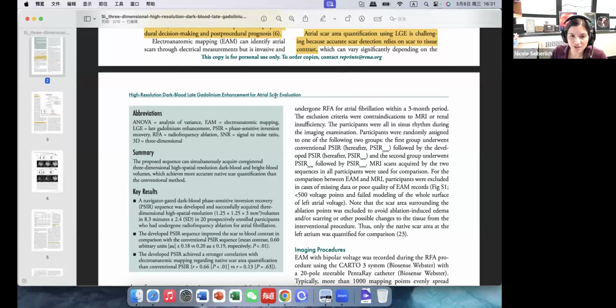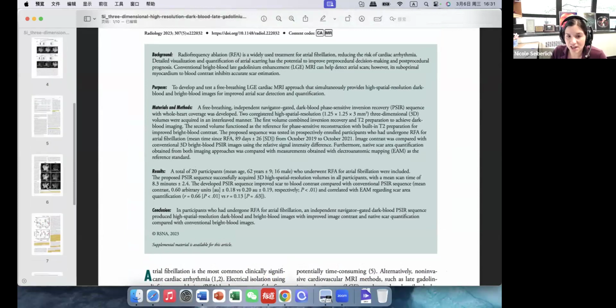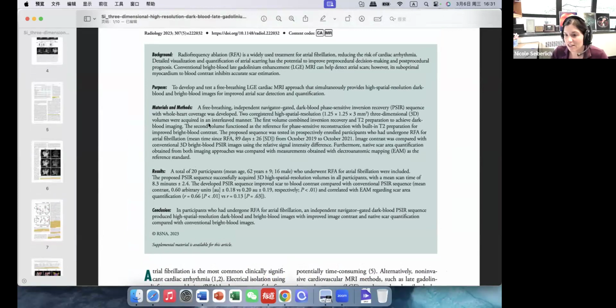So the first question is from Luke Hopman. He says that it's clear in the images there is an extensive inflow artifact in the superior right pulmonary vein. Is this affecting the detection of LALGE in that area? And do you have any ideas of how you can address this issue?